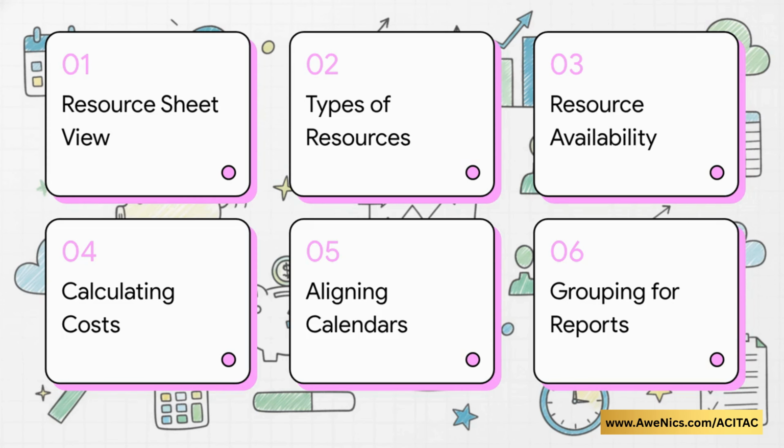Okay, let's dive into this. Here is the roadmap, basically our store directory for today. We're going to cover the resource sheet view, the 3 types of resources, planning availability, calculating costs, aligning calendars, and we'll wrap it up with grouping for better reports.